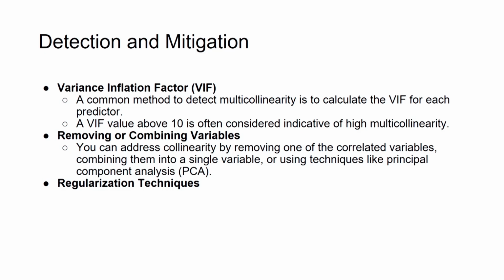But if it is greater than 10, then there is high multicollinearity, and in that case we need to remove some variables that are highly correlated with other variables. So, we can address collinearity by removing one of the correlated variables or combining them into a single variable. Sometimes we also use a dimensionality reduction technique like PCA. If more than one variable is correlated with each other, we can apply principal component analysis or any dimensionality reduction technique.